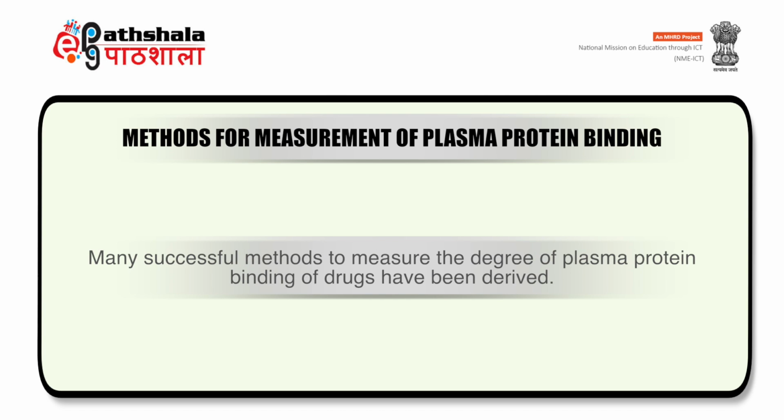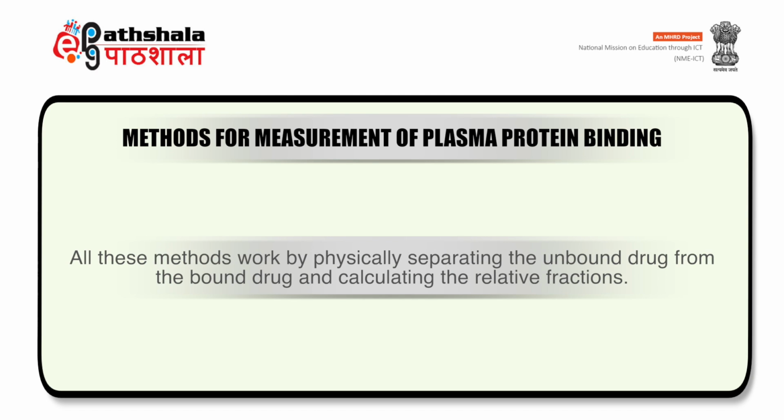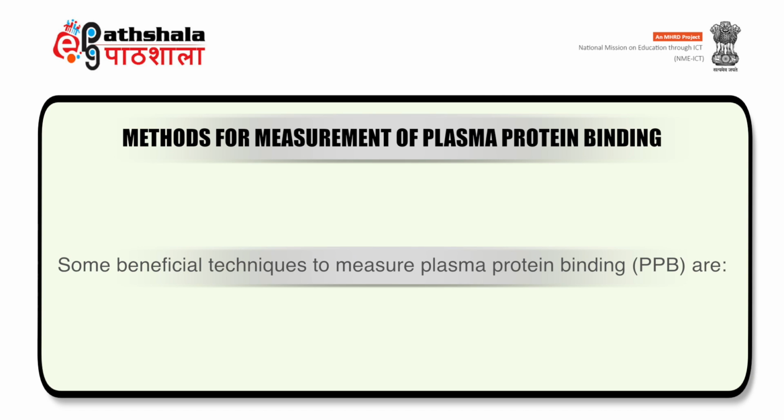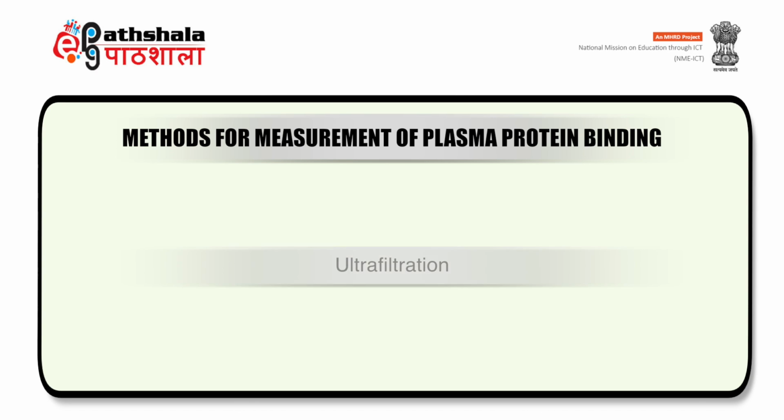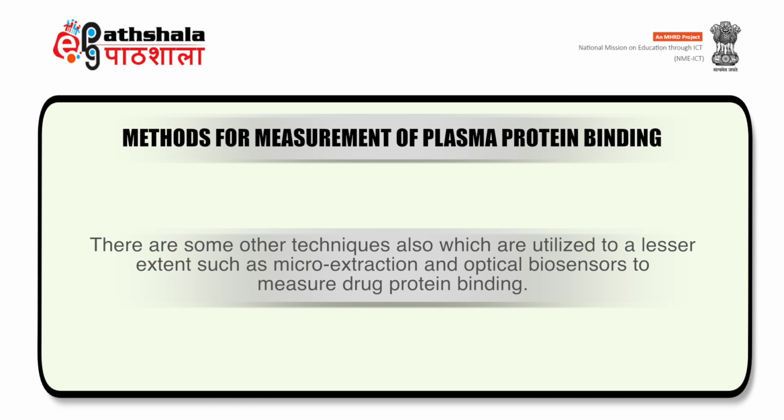Many successful methods to measure the degree of plasma protein binding of drugs have been derived. All these methods work by physically separating the unbound drug from the bound drug and calculating the relative fractions. Some beneficial techniques to measure plasma protein binding are equilibrium dialysis, ultrafiltration, ultracentrifugation, gel filtration and microspheres of albumin. There are some other techniques also which are utilized to a lesser extent, such as microextraction and optical biosensors, which have been utilized to measure highly protein bound drugs.